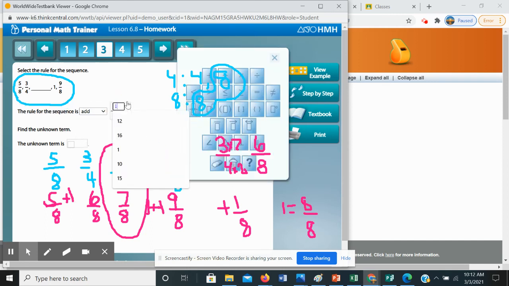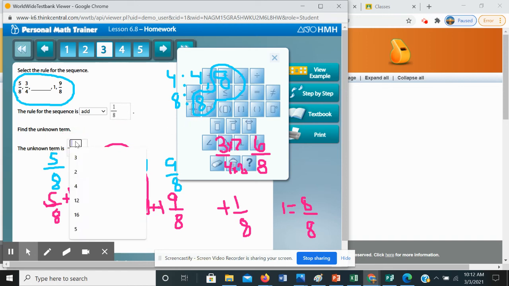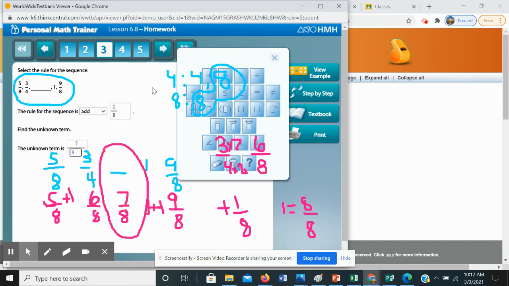I'm adding 1/8. Then the unknown term, that means my missing number. So I have to put that in as well. I put my fraction bar, and the missing number in my sequence was 7/8.